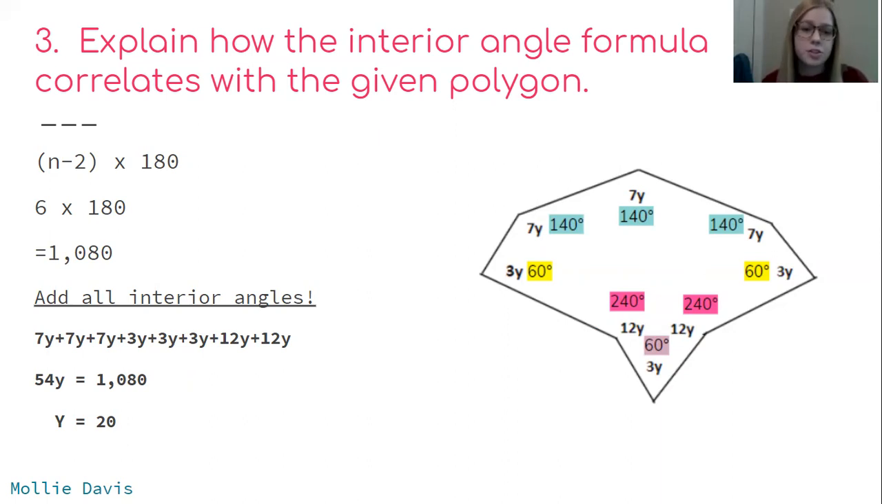And then again, you're just using that same step, adding all of those interior angles together to get ultimately 54y. And then after simplifying, you get y equals 20. And then again, you're just doing that same rule, plugging in for y, and you get 7y is equal to 140 degrees, 3y is equal to 60 degrees, and 12y is equal to 240 degrees.